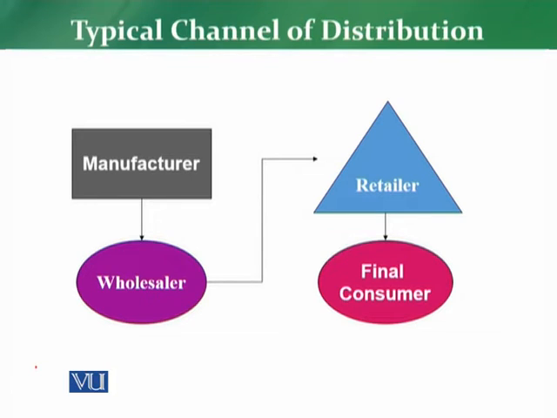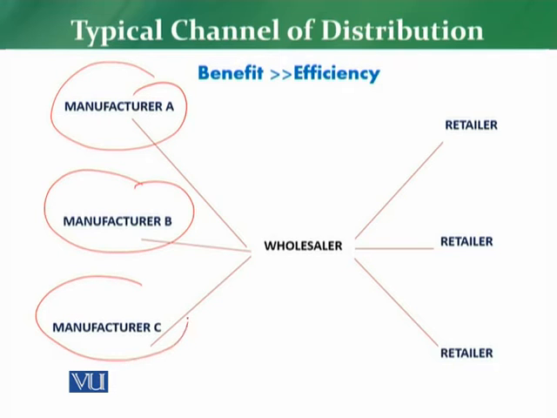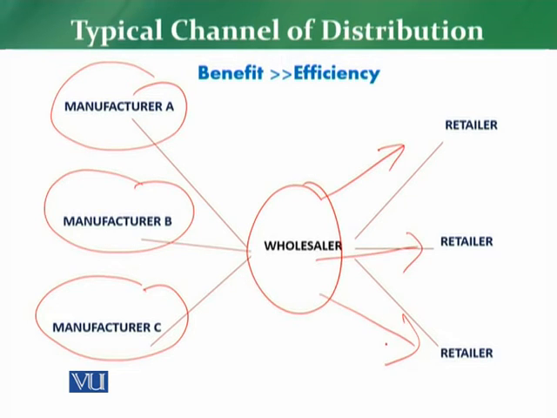Normally, if we ask what the benefits associated with this typical channel of distribution are, you can see that, for example, manufacturer A, manufacturer B or manufacturer C is selling their product to the wholesaler, and this wholesaler is selling the product to multiple retailers, and then these multiple retailers are selling these products to the end consumer, which is the original objective.